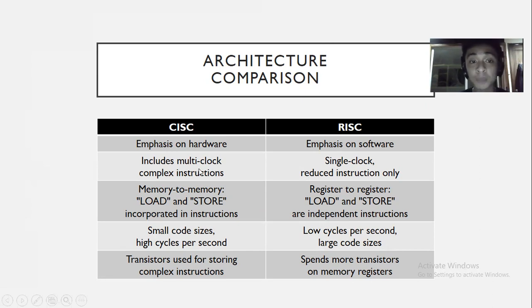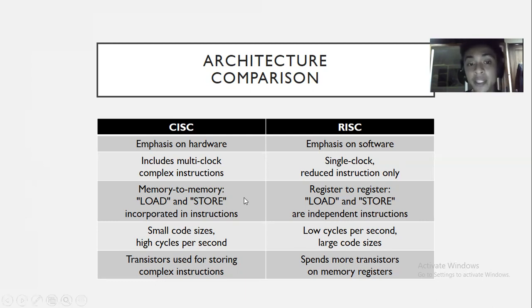CISC includes multi-clock complex instructions, while RISC involves single clock reduced instructions only. So again, for complex instructions, for example, one line of command in MULT, it requires 3 or more clock cycles in order to perform one MULT instruction, whereas in RISC, it only requires 1 cycle per instruction. But again, you do have to write all those instructions down individually.